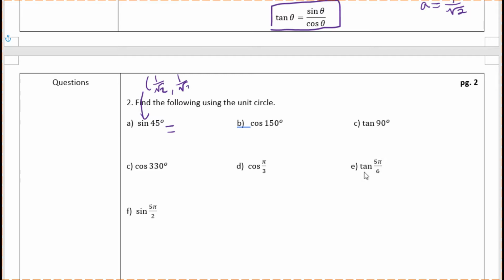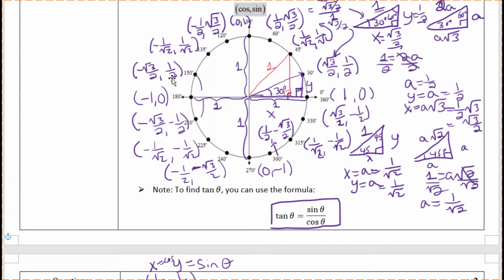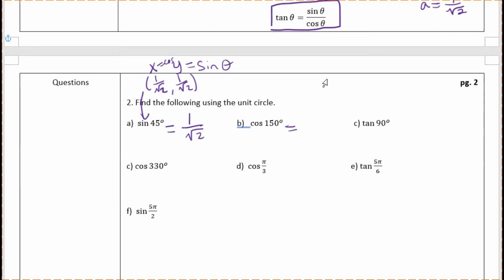and 1 over square root of 2, which means that remember you're looking at x and y, so sine is the y, and cosine is the x, so that's cosine. So that means you're looking at sine or y, so you're looking at the y coordinate here. Okay, and that's it. For cosine of 150, you're looking at the 150 on the unit circle, so the coordinates are negative square root of 3 over 2 and 1/2.